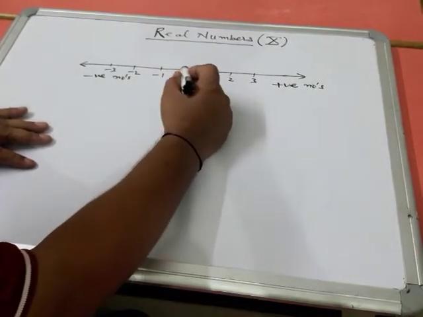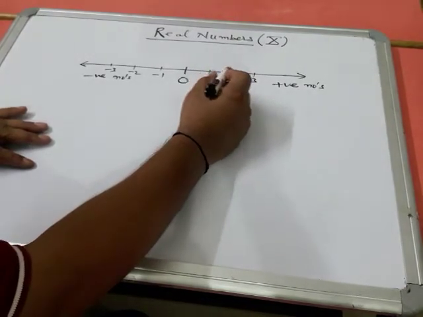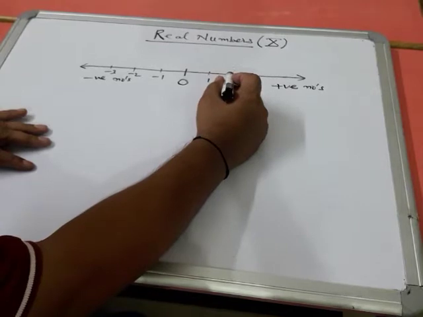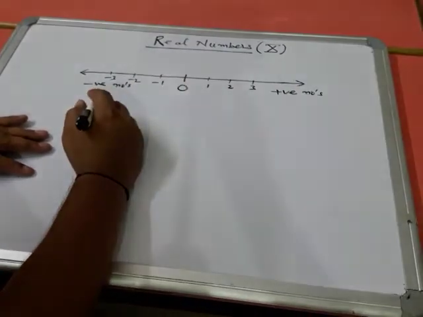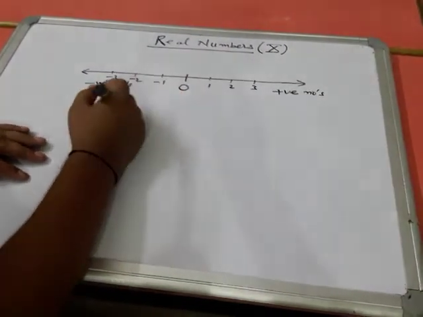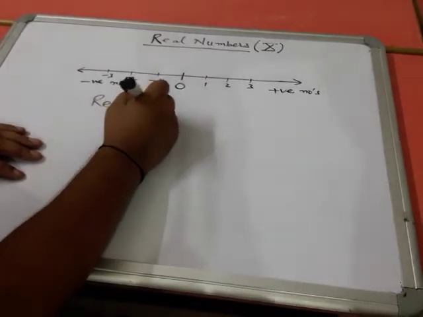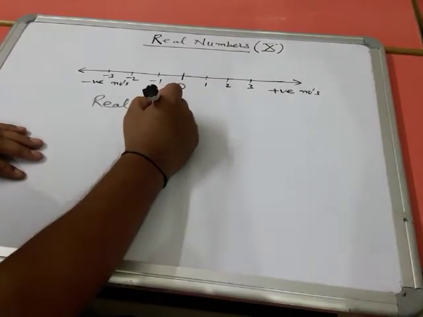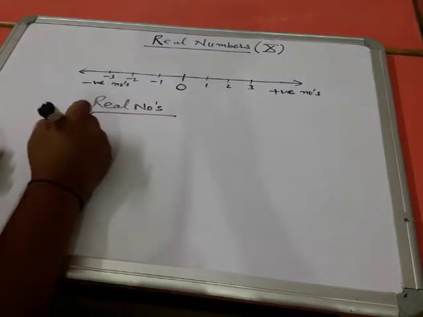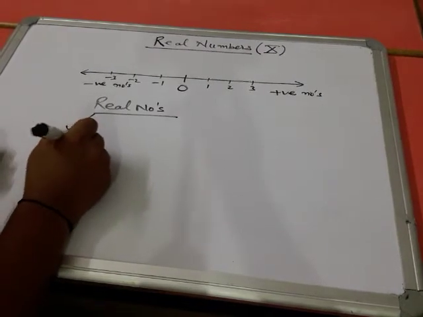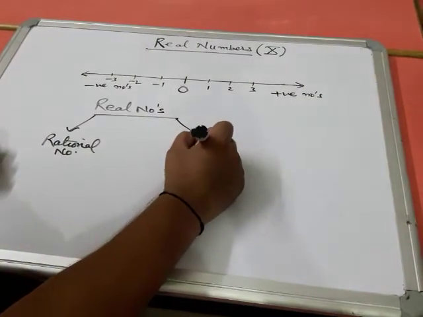There are also many numbers between 0 and 1, 1 and 2. Suppose 1.5, it lies between 1 and 2, and also 2.2, 2.1, 2.09. There are infinitely many numbers between any two real numbers. Now, real numbers are further divided into two categories. One is rational numbers and the other is irrational numbers.